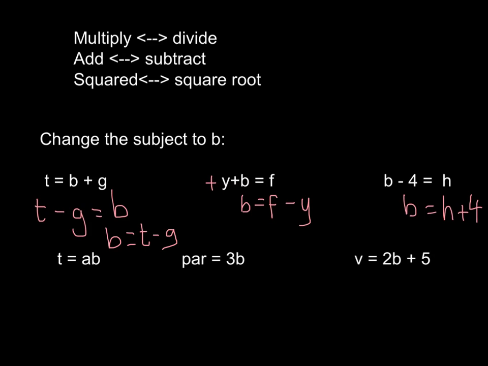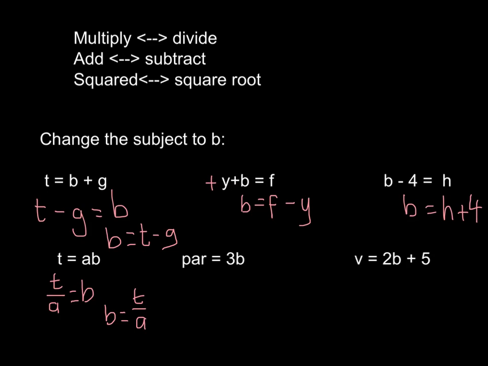Then we've got some that involve multiplication, because as we know, AB means A times B. So if at the minute the B is being multiplied by A, when A moves to the other side it has to become a divide. And the nicest way to write divide is just to put it on the bottom of a fraction. So how we're going to rearrange this one is T over A equals B. And again, better to start off with the subject that you want, so B equals T over A.